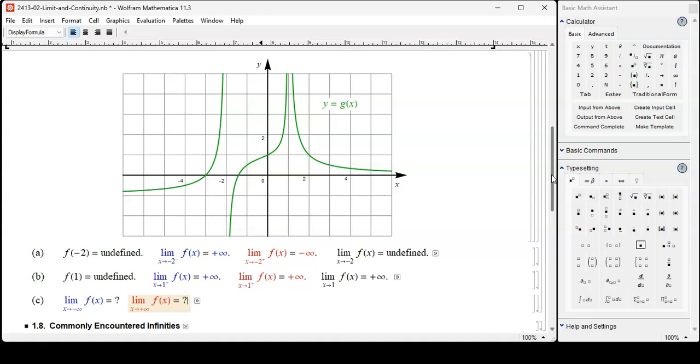Well, let's answer those using the graphical approach. So, to the right, we see horizontal asymptote y equal to 0. Do you see that?